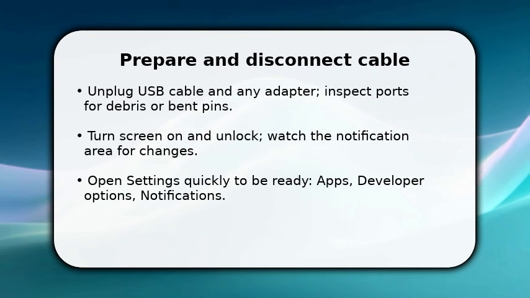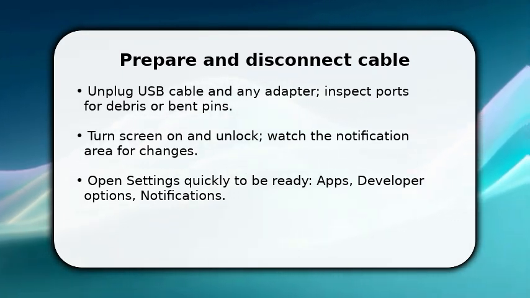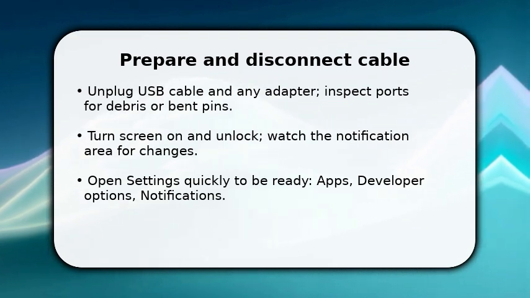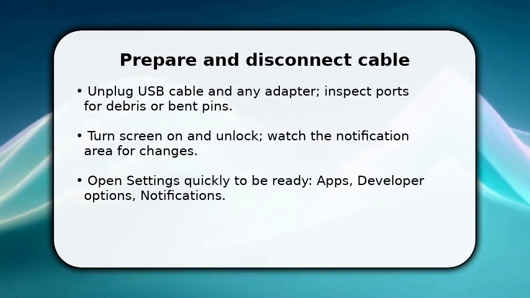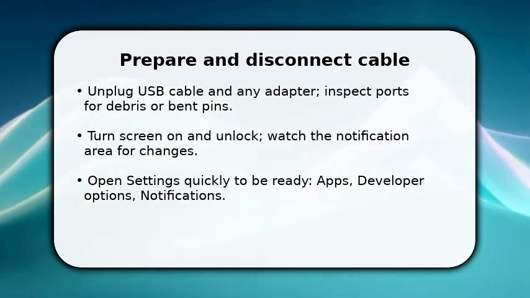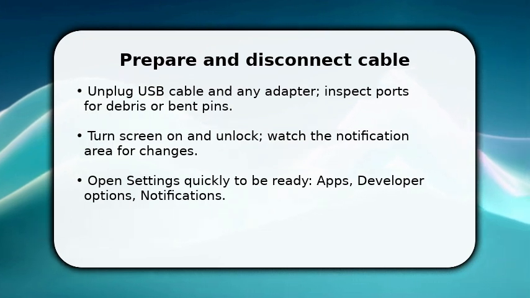You start by removing the cable and any adapter. Do that now. You're checking the port for lint or damage because a stuck connection can trick the phone into showing USB status. Once done, unlock the phone and watch the notification shade while you go to settings so you catch the system notification channel.